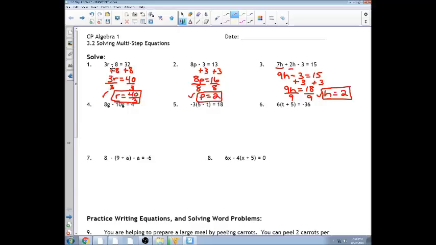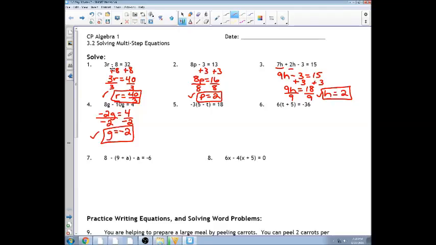Problem number 4, again, the first step would be to combine like terms. So it'd be negative 2g is equal to 4. Divide by negative 2. And g would equal negative 2. Also, I've checked that one, and we're good.